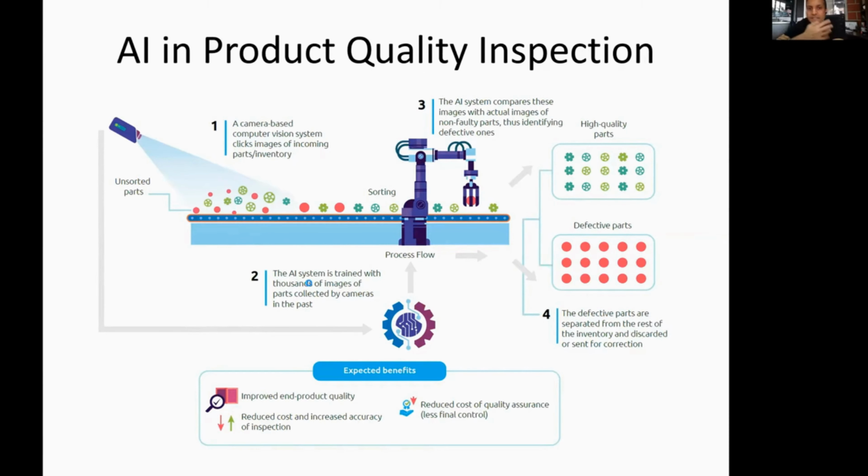Based on that, some decision is made and an action is taken to segregate a defective part from the high quality part. So the obvious expected benefits are improved product quality, reduced cost of inspection, and reduced quality assurance cost, right? So you can reduce manpower and automate this with these systems.